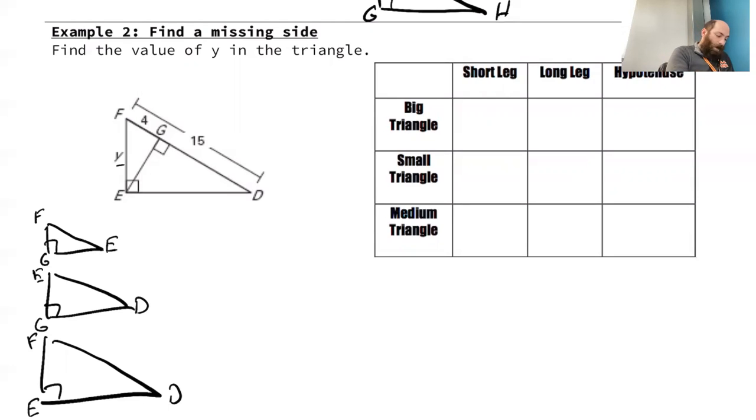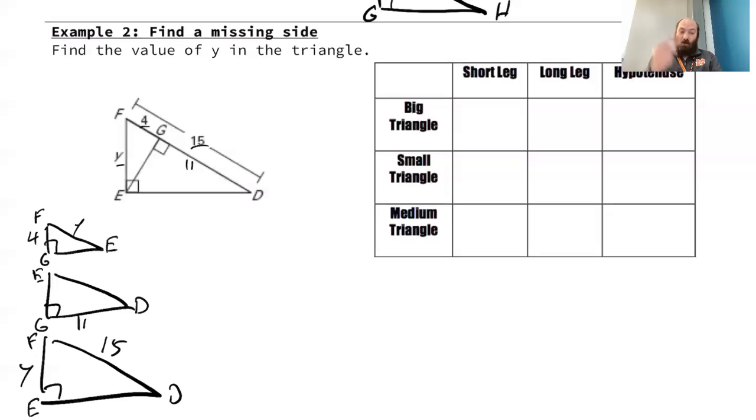From there, I'm going to set up my pieces. So I've got 4 right here and Y right there. For the big triangle, I've got 15 and Y right here. And then if I really wanted to, I could also do this. If this is 4 and that's 15, I can subtract those. So I get 11 right here for GD. So it goes like that, like there.